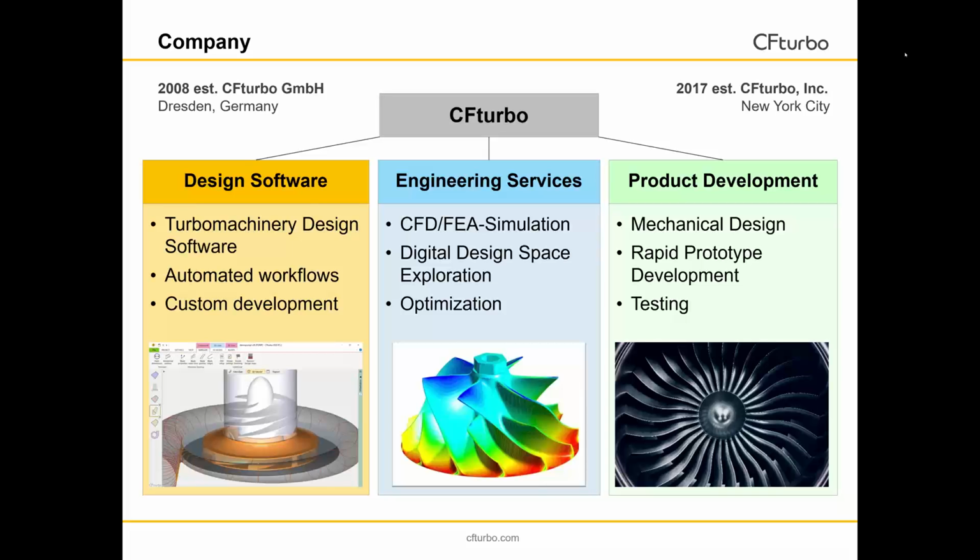We have 3 business fields. First, we have Turbomachinery Design software, which features automated workflows and custom development. Next, we offer engineering services such as CFD or FEA simulation, digital design space exploration, as well as optimization. And finally, we offer product development, which includes rapid prototype development and mechanical design and testing.